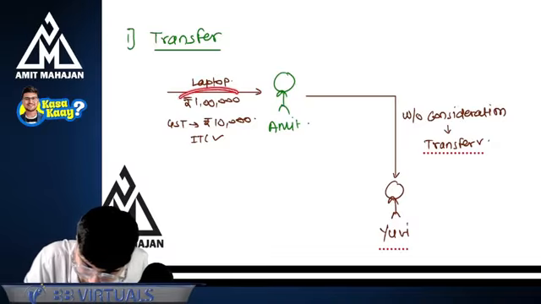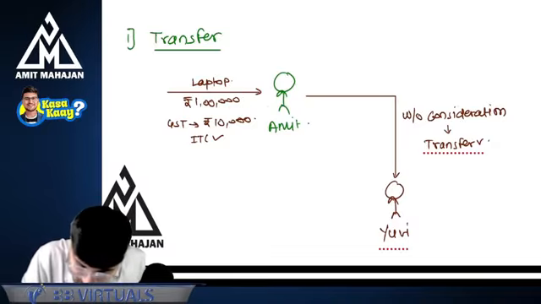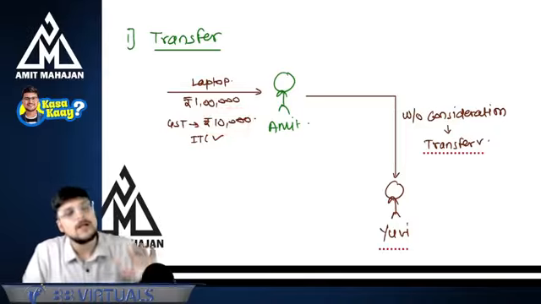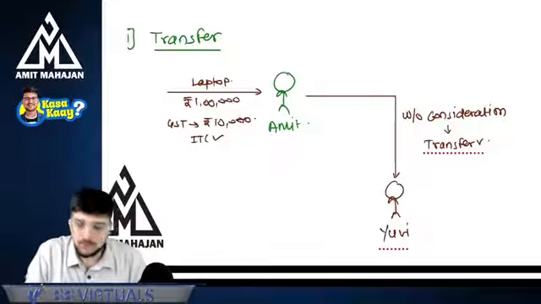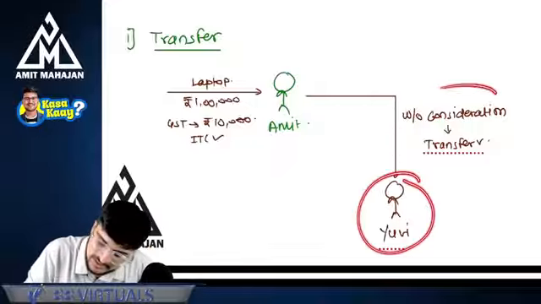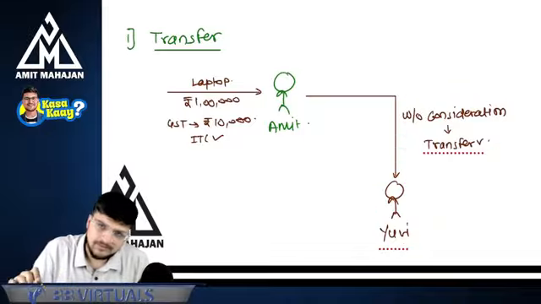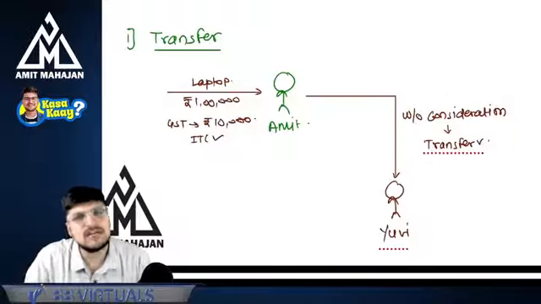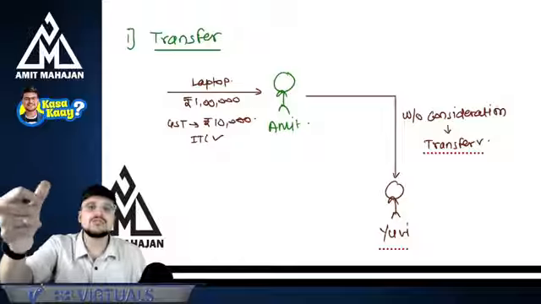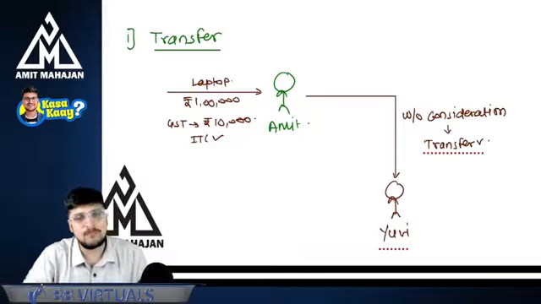Whatever laptop I had purchased for 1 lakh rupees, I had paid GST of 10,000 rupees. I donated, or you can say, I transferred that laptop to UV without consideration. Perfect. So if I transfer it without consideration, am I using it for my business? Everyone, am I using it for my business? No.